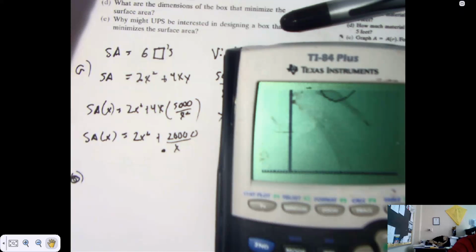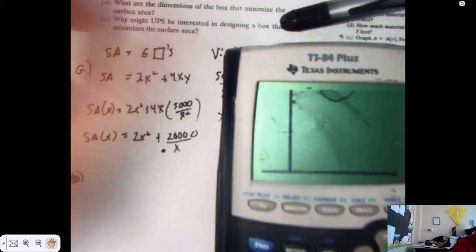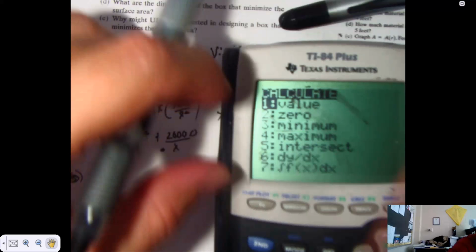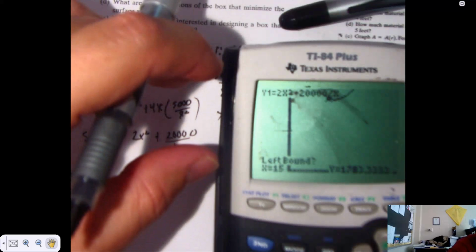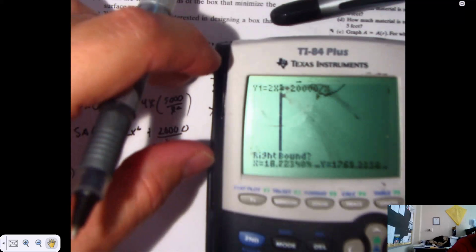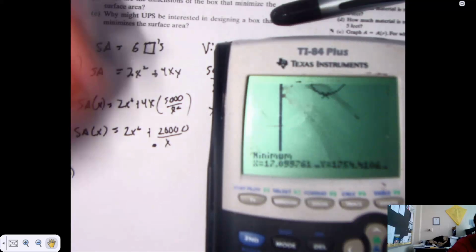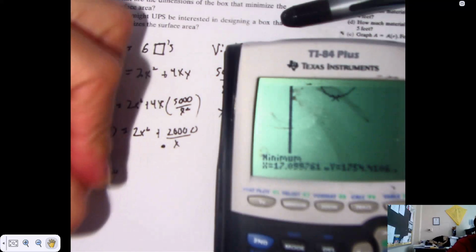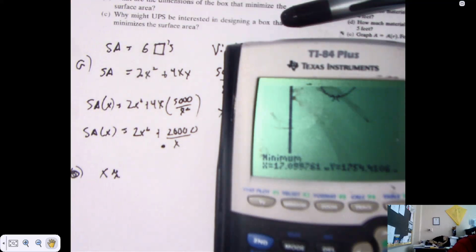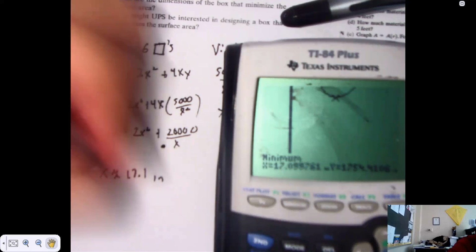You know what you're saying? Is that not what you're seeing? It looks like a minimum to me. Looks like the graph's up high on both sides. It's a minimum. So second trace 3, get left, get right, and enter for a guess. It says that x is about, they don't even tell us how to round, do they? We'll say 17.1 inches.